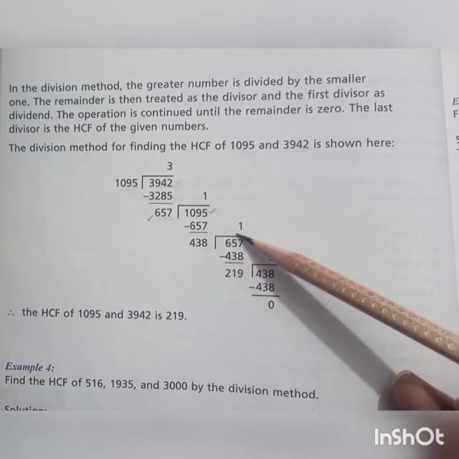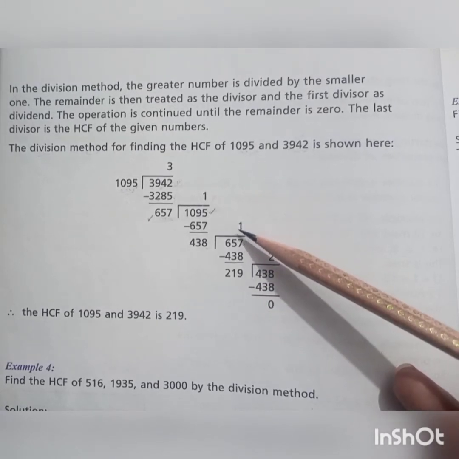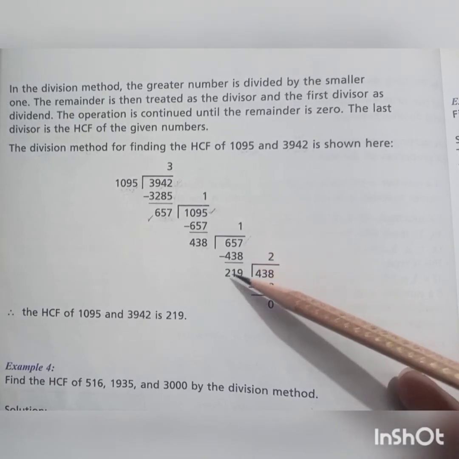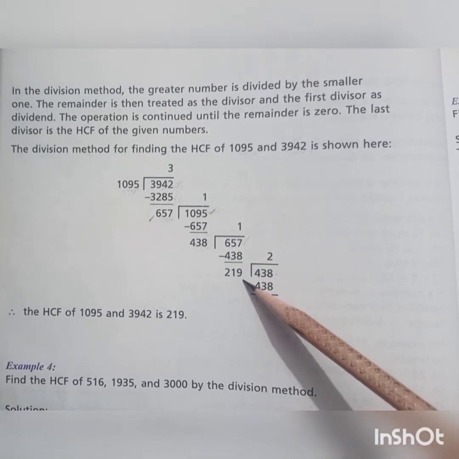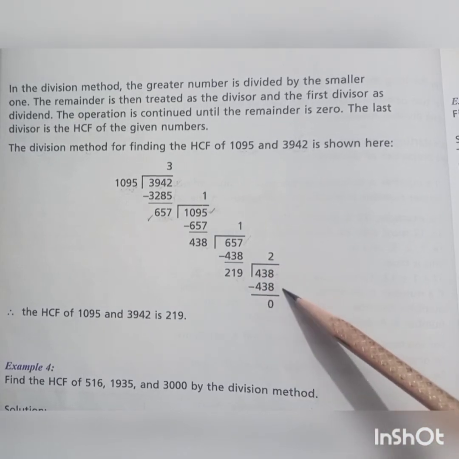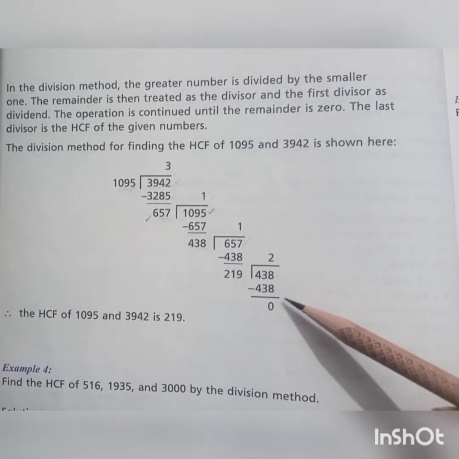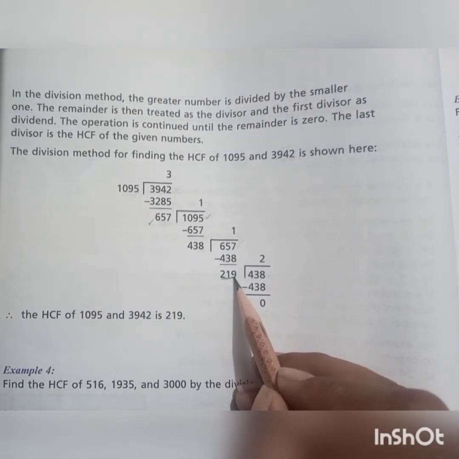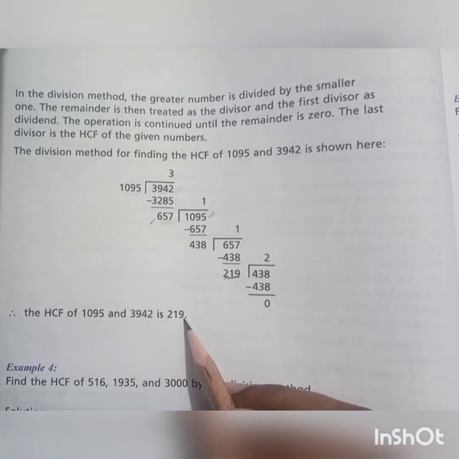By solving it, 438 ones are 438. This value is smaller than this value, and if we multiply 438 by 2, the value would become larger than this. So by subtracting, the answer is 219. Now take 438 as the dividend and 219 as the divisor. By solving, 219 multiplied by 2 is equal to 438 and the remainder is 0. Students, we continue this method of division till we get the remainder equal to 0. Here 219 is the highest common factor. The HCF of 1095 and 3942 is 219.